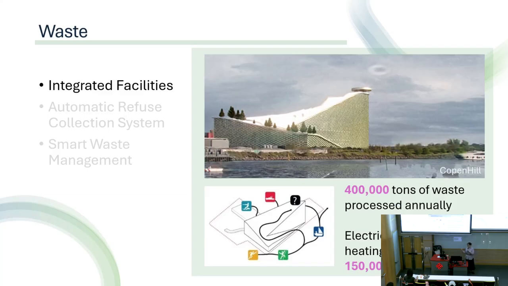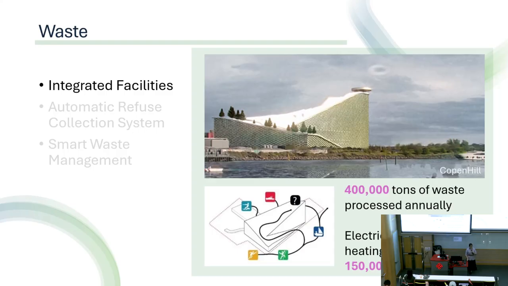In this one, it's in Copenhagen. What they did is the waste-to-energy, WTE, waste-to-electricity facility. Around 400 tons of waste is processed in this facility annually, and the electricity generated from this particular facility can be used for heating for around 150,000 homes.